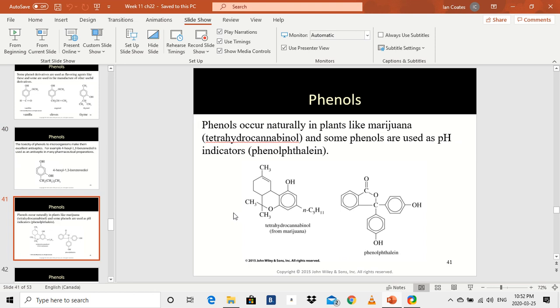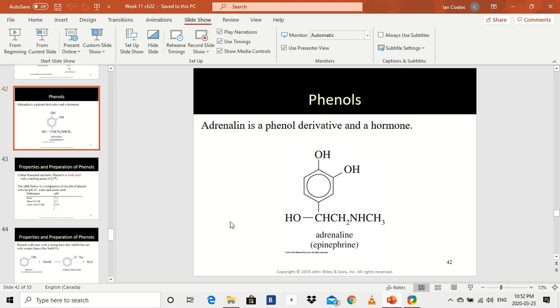Phenols occur naturally in plants like marijuana. Okay, THC, which is tetrahydrocannabinol, and some phenols are used as pH indicators, which we've used in the lab. Phenolphthalein. Okay, acid-base indicators. Adrenaline is a phenol derivative and also a hormone. Okay, there's your phenol right there.